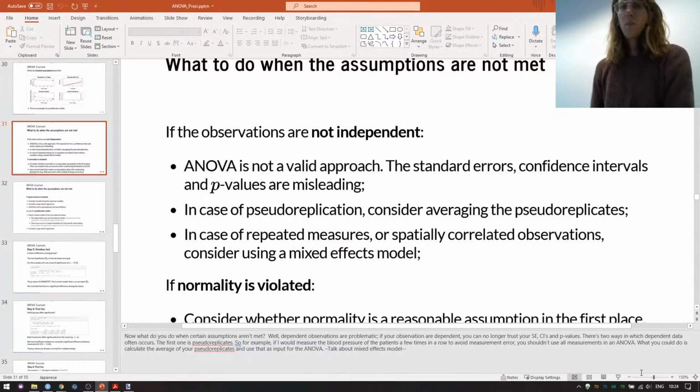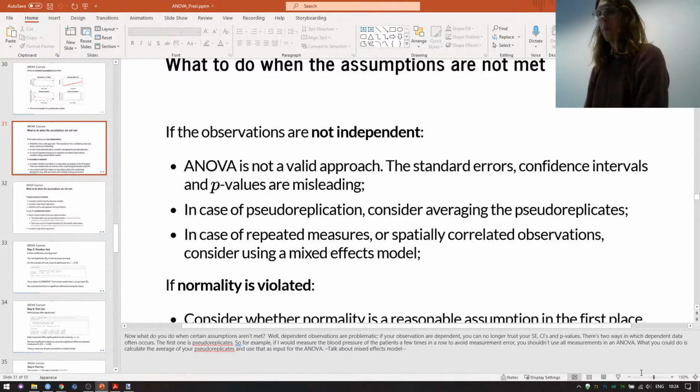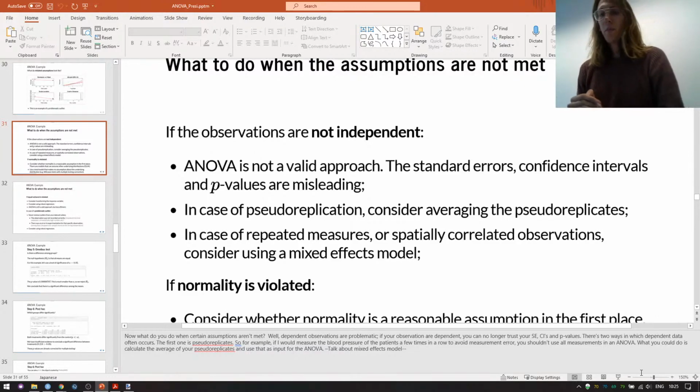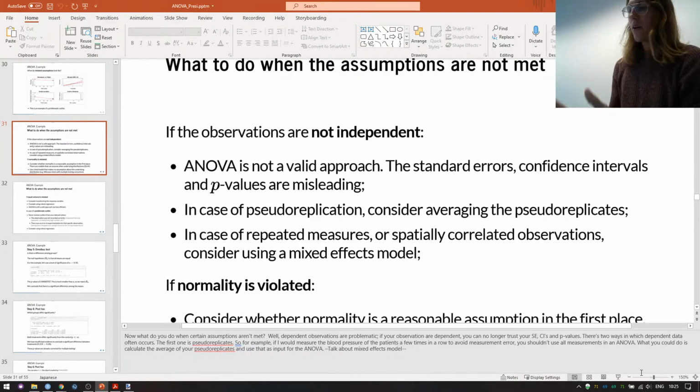So, what to do when the assumptions are not met? Well, if the observations are not independent, then you could not use the Anova method, because the standard errors, the confidence intervals, and the p-values that you get out of it cannot be trusted. In case of pseudo-replications, you could average over those observations. But what are pseudo-replications actually? For example, in our experiment with the systolic blood pressure patients, we could say we don't only do one test where we take a blood sample and measure it, but we could measure it 2 or 3 or 4 times maybe.